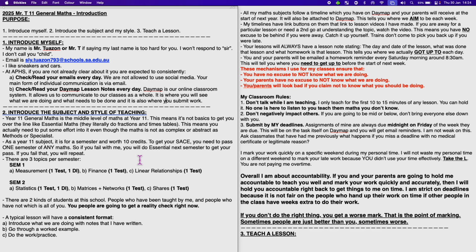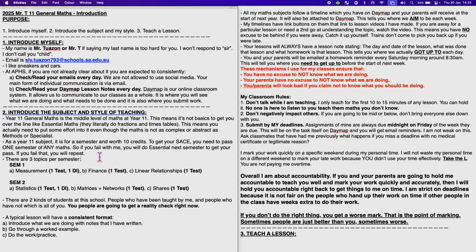All right, for everyone now, that's my introduction. Year 11 General Maths is the mid-level of maths at Year 11. That means it's not basics to get you over the line like Essential Maths. Some of the questions in the Essential Maths first test are reading the time or telling me what number is between 12 and 14. Okay, you're a bit over that, but you weren't quite good enough to do methods. So you're in the middle.